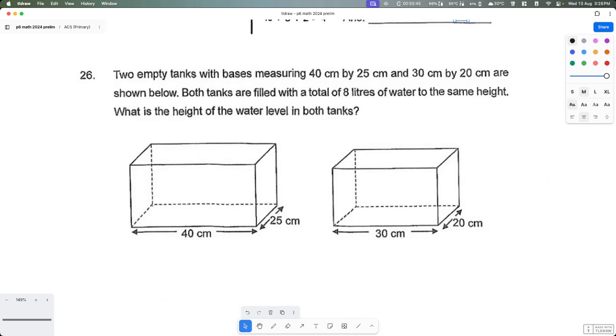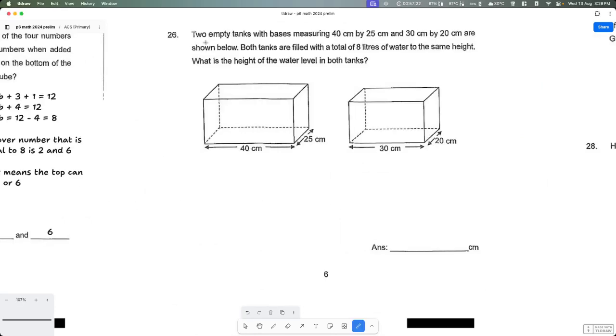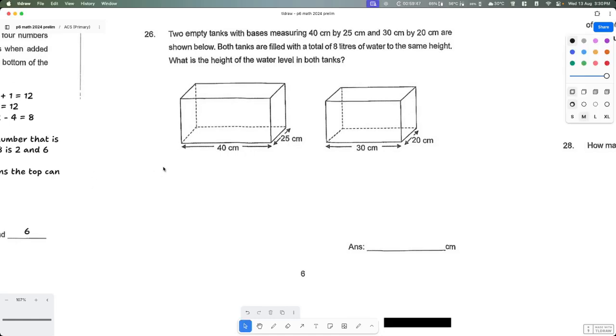Question 26. It says here two empty tanks with bases measuring 40 by 25 and 30 by 20 are shown below. Both tanks are filled with a total of 8 liters of water to the same height. What is the water level in both tanks? First step: since both heights are the same, we can say let 1u be the height of the tanks.